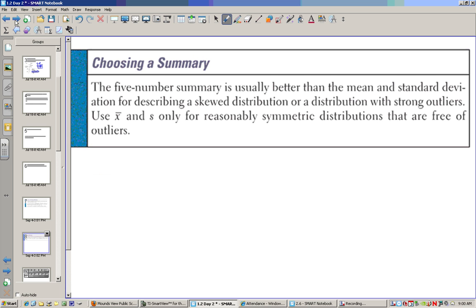Now, when you're choosing a summary, the 5-number summary is usually better than the mean and standard deviation when you're describing a skewed distribution. So you use the 5-number summary, which includes the median, when you're dealing with a skewed distribution or strong outliers. You use X bar, mean and standard deviation, with symmetric distributions or distributions free of outliers.